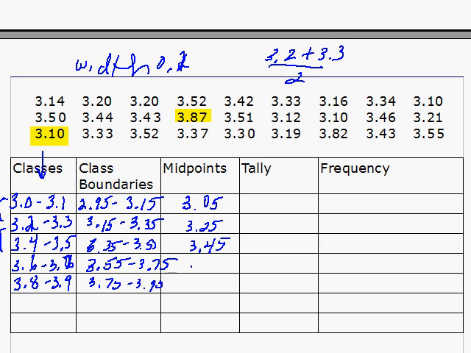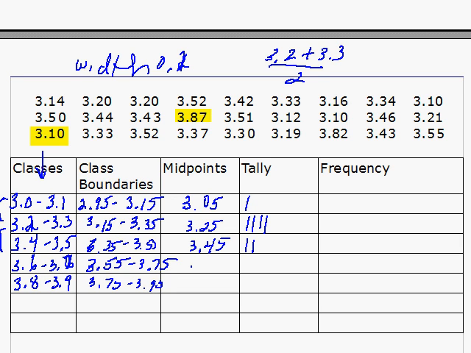Okay, 3.14, where's that going to go? Well, look at the boundary. You can see where that goes. It goes right here. 3.20 is going to go here. I'm just going down this list. 3.20, another one here. 3.52, 52 goes in this group. 3.42 also goes in this group. 3.33, we'll go back down here. 3.16. 16 is actually going to get bumped up to the second class.